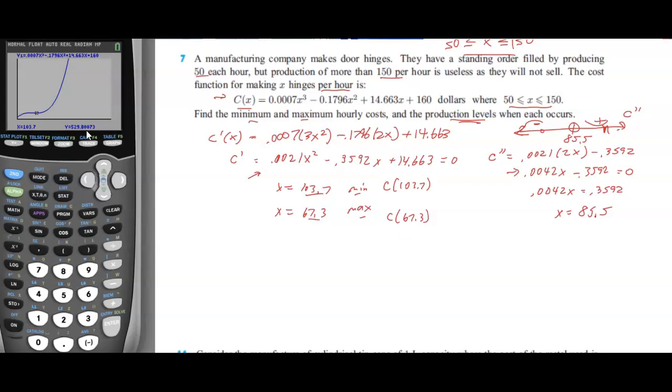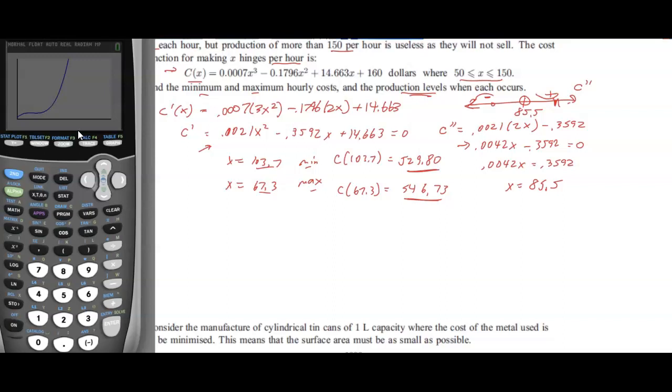Okay, so the cost is going to be 529.80. Okay, and then at 67.3, it would be trace 67.3, and then that cost would be 546.73. Whenever you give a money cost on the IB exam, give decimals.